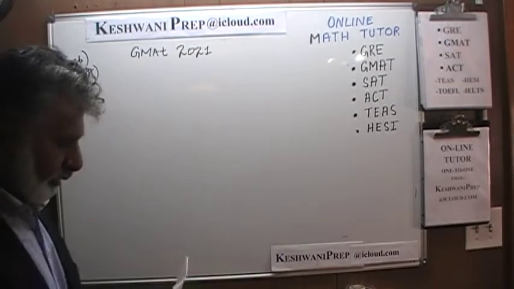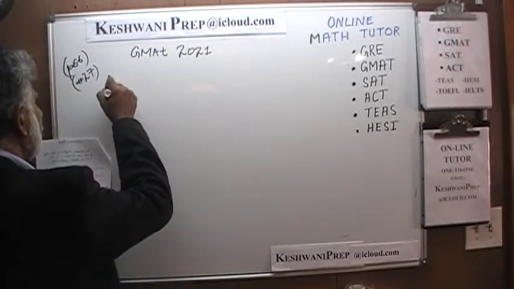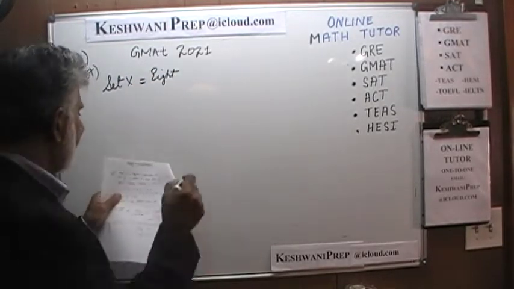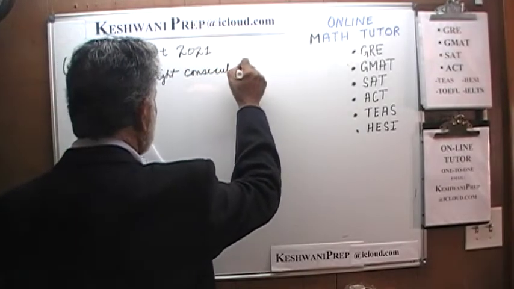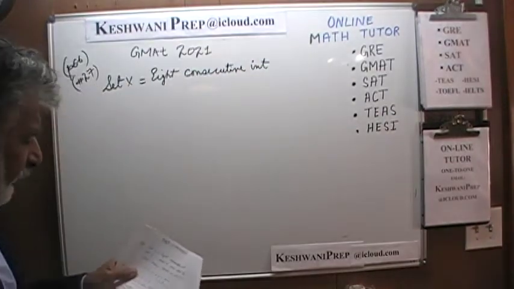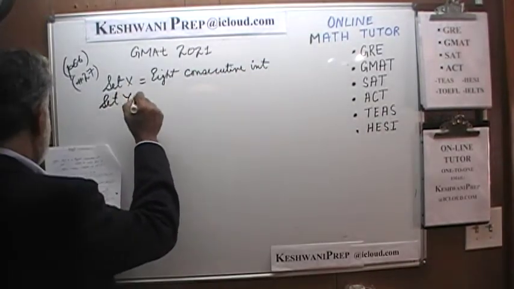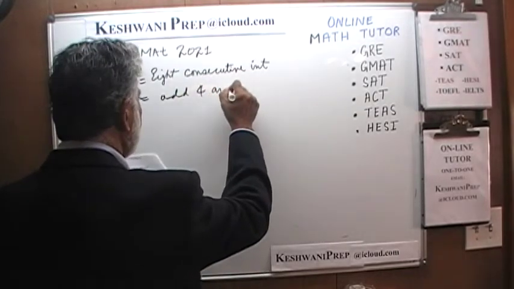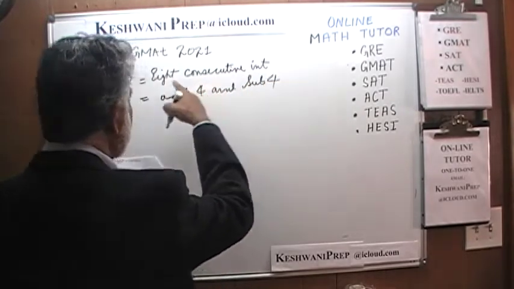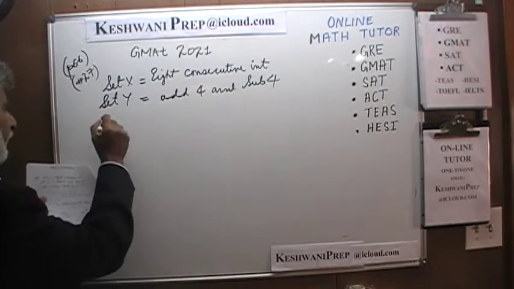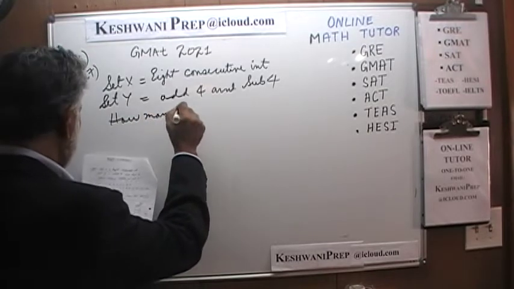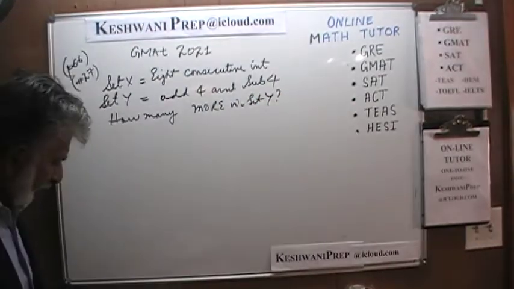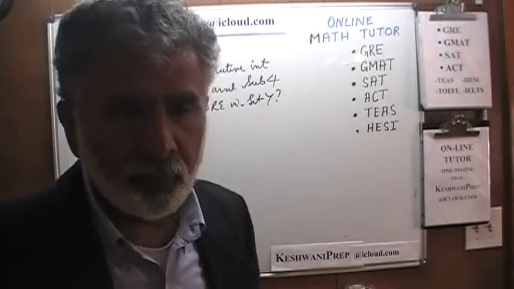Let's take a look at number 27. Number 27 says that we have a set X, which happens to be a set of eight consecutive integers, to be more precise. And then we have another set Y, which is made by adding 4 and subtracting 4 from each of the numbers that you find in set X. The question simply is, how many more are in set Y? The easiest, the simplest, the quickest way is to simply do it out.